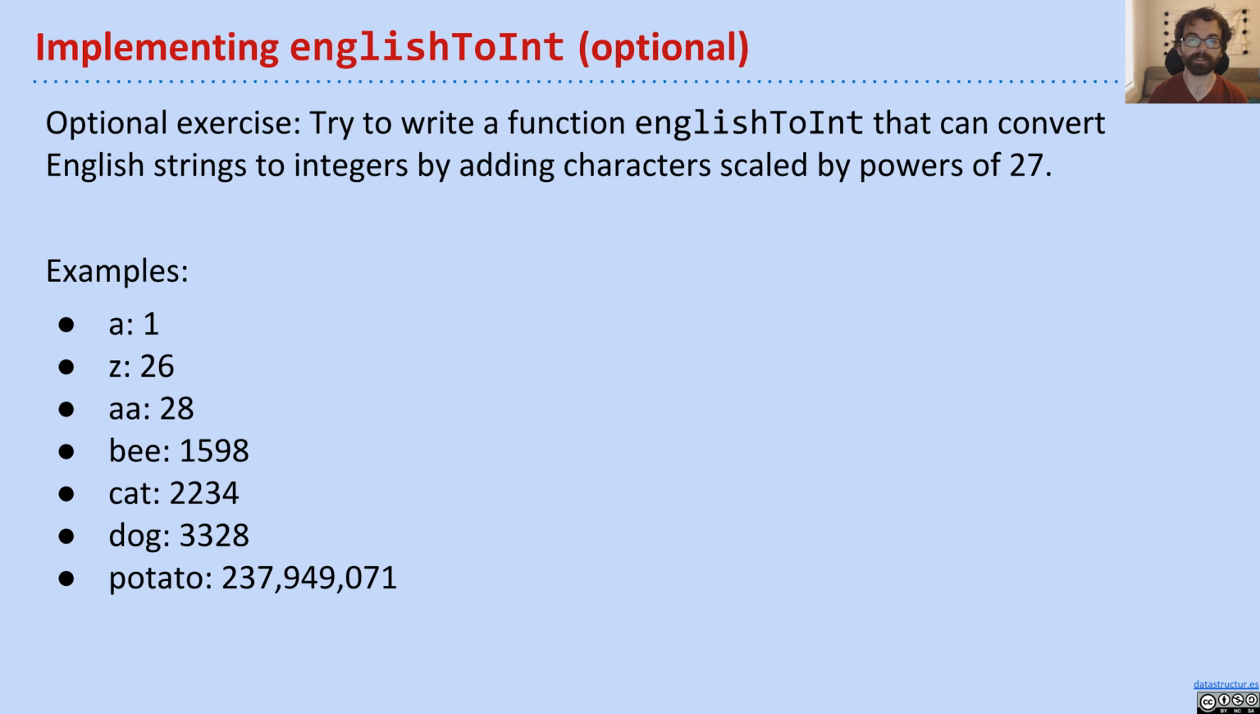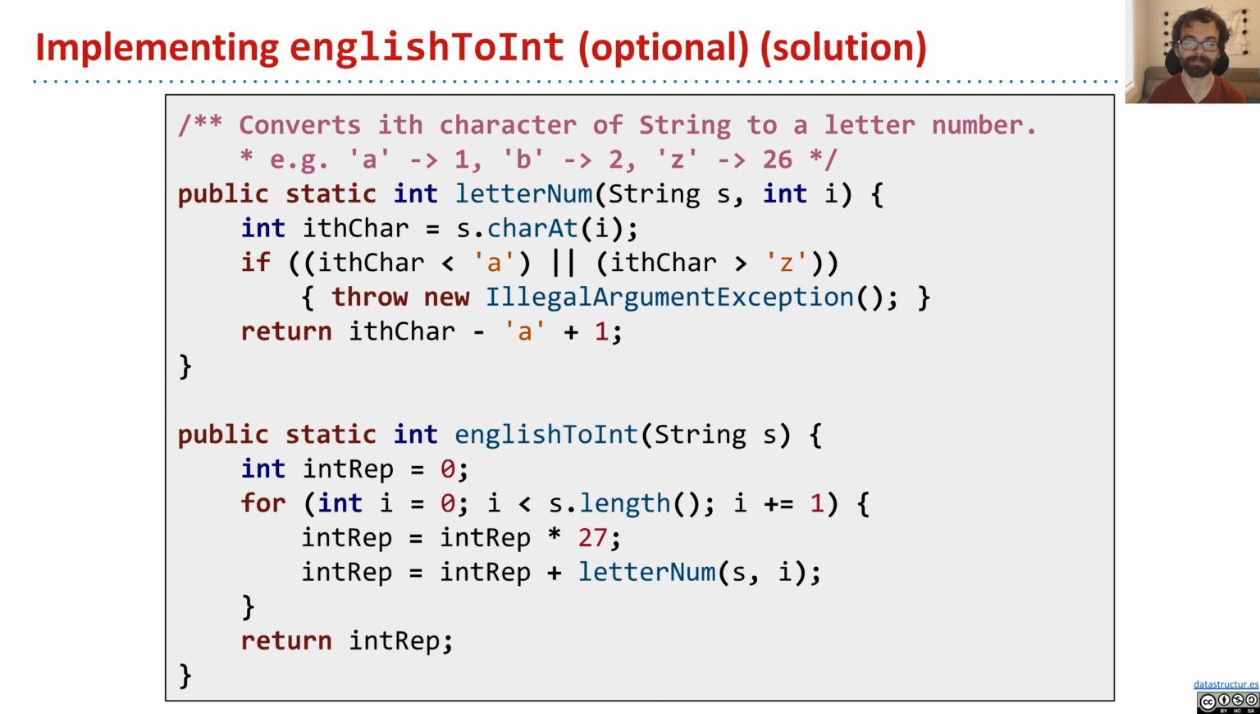An optional exercise that I'm not going to go through, but you might find interesting, is trying to write the function that converts English strings to integers. So for example, a becomes 1, z becomes 26, AA is 28, and so forth. You might find that fun, and if you'd like, I have the answer on the following slide. Now I'm not going to talk through this at all because I don't think the code is super interesting, though I'll say just a little bit about the main function English to int.